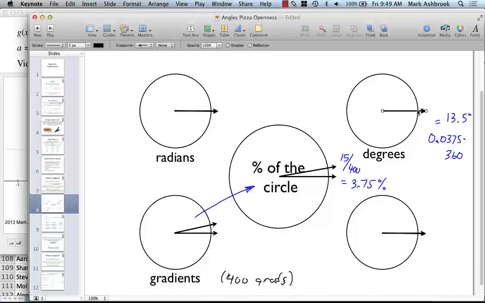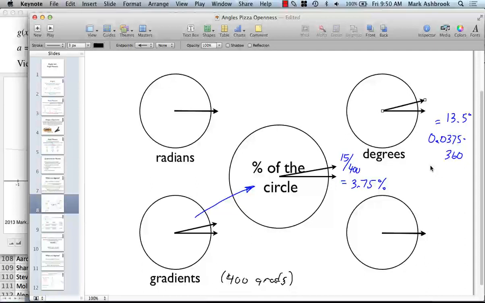What about the amount of openness? How much openness is it? Right, all of these are the same. They're all just different ways of measuring the same angle, same amount of openness. They're all 3.75% of the circle. This is just using degrees, 13.5 degrees.